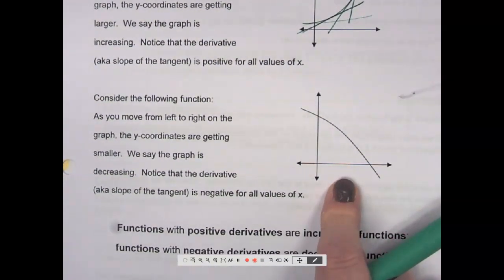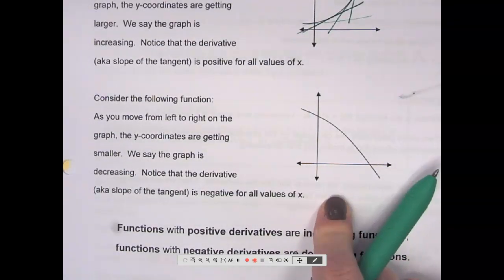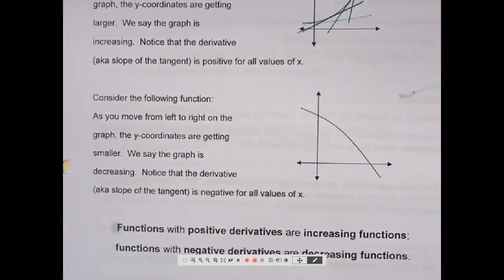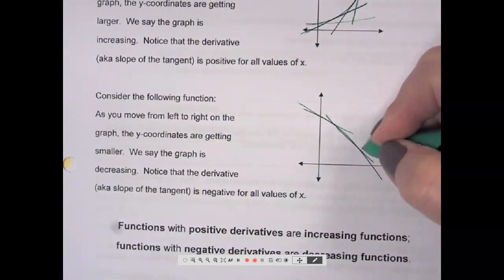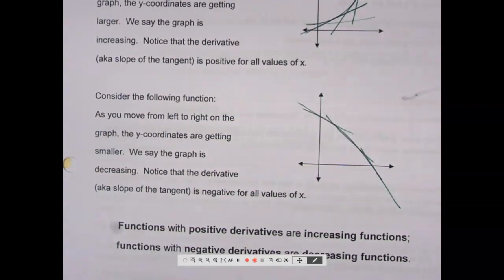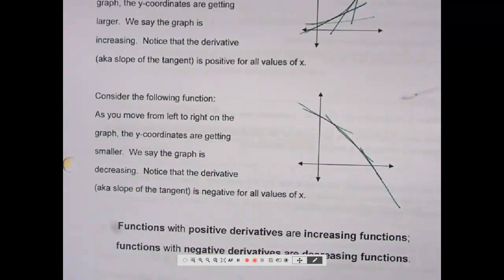Consider the following function here. As you move from left to right on the graph, the y-coordinates are getting smaller. We say the graph is decreasing. Notice that the derivative, slope of the tangent, is negative for all of these values. So tangent, tangent, tangent, all those lines are slanted so that they have negative slopes. And remember back from pre-calc or even algebra 2, when we talk about increasing or decreasing, we're always going from left to right. So read it from left to right just like we read on a page.